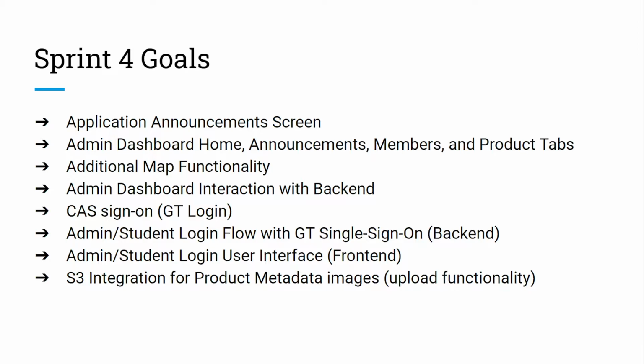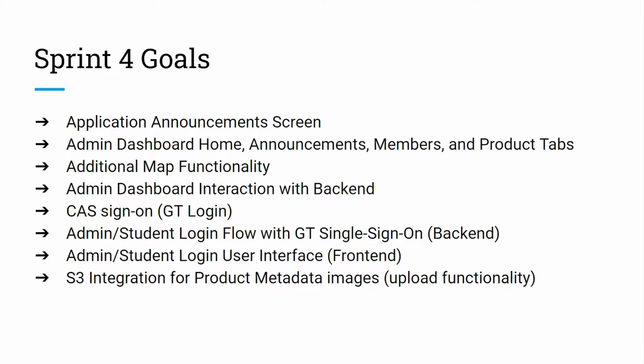Our Sprint 4 goals included the application announcements screen, the admin dashboard home, announcements, products, and member tabs, additional map functionality on the front end, and allowing an admin to interface with our backend metadata storage system through the admin dashboard. Our next three goals involved getting the Georgia Tech login system working.